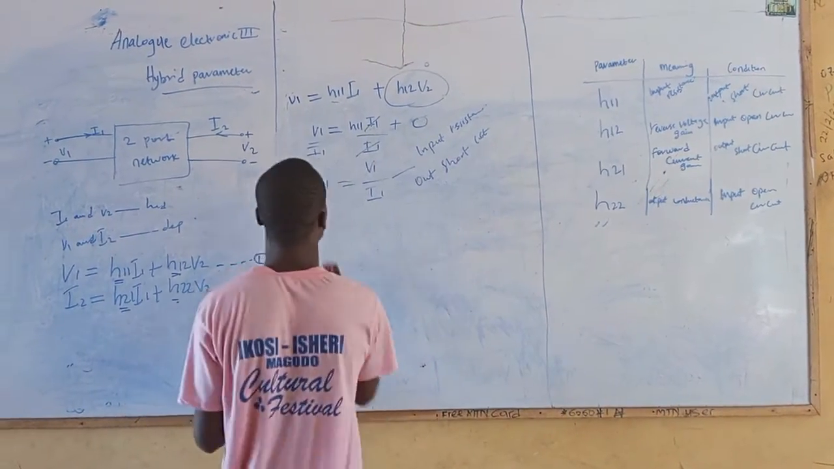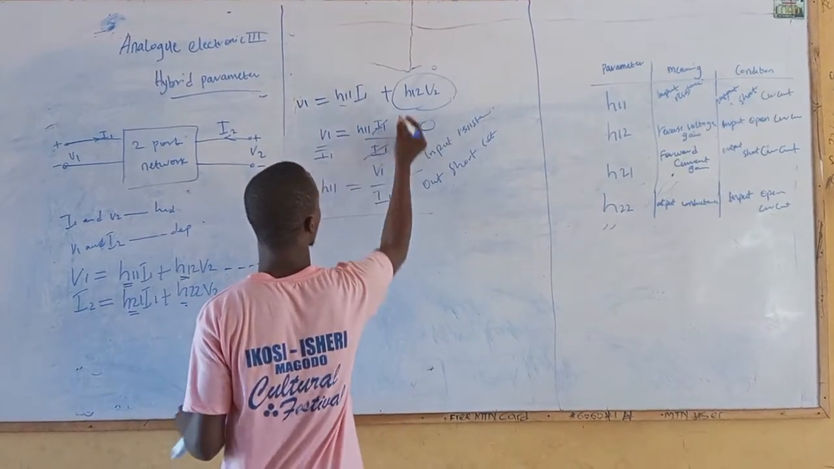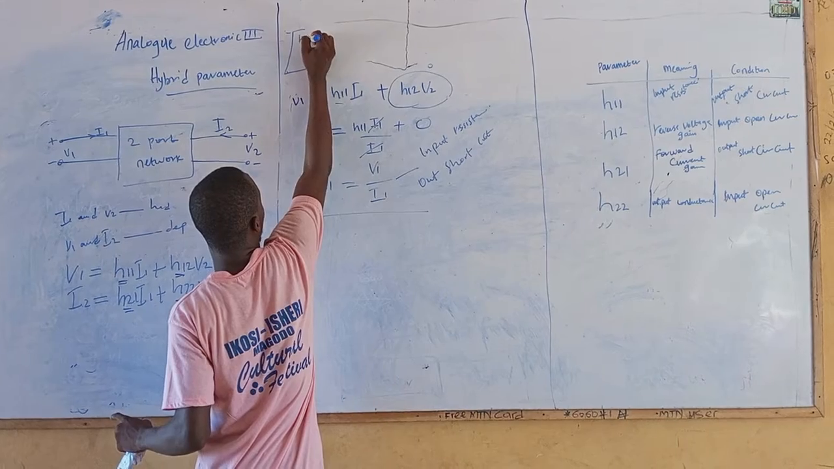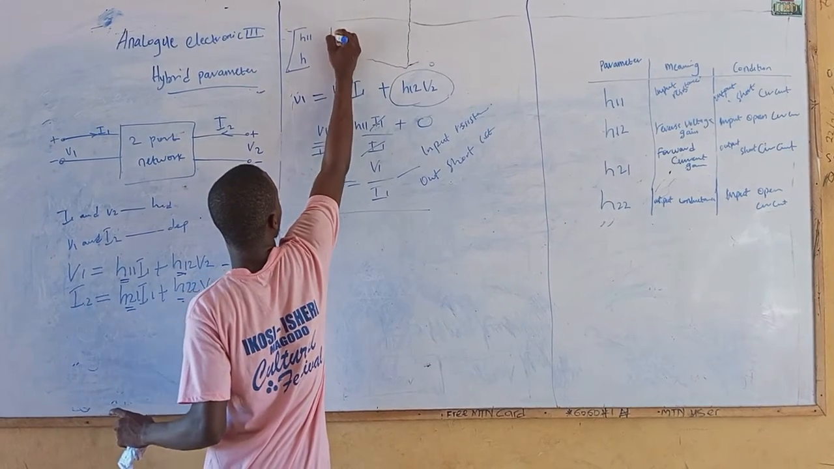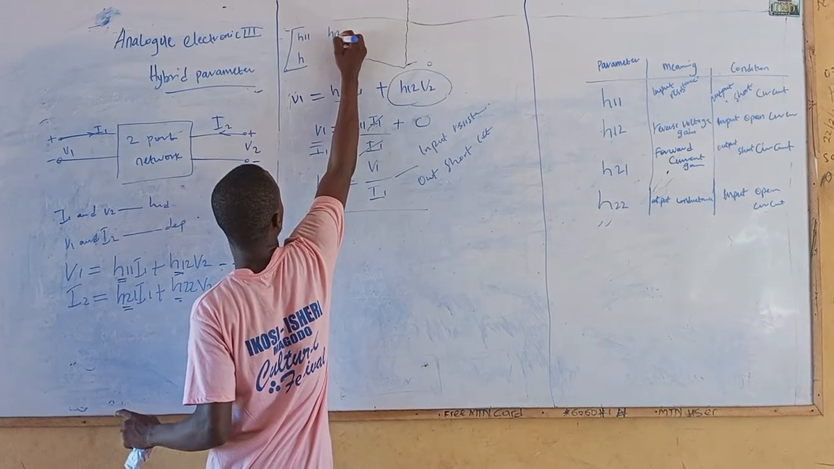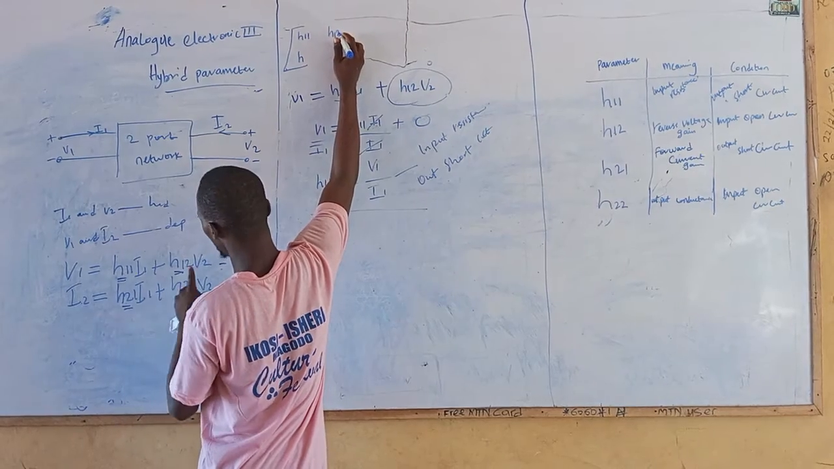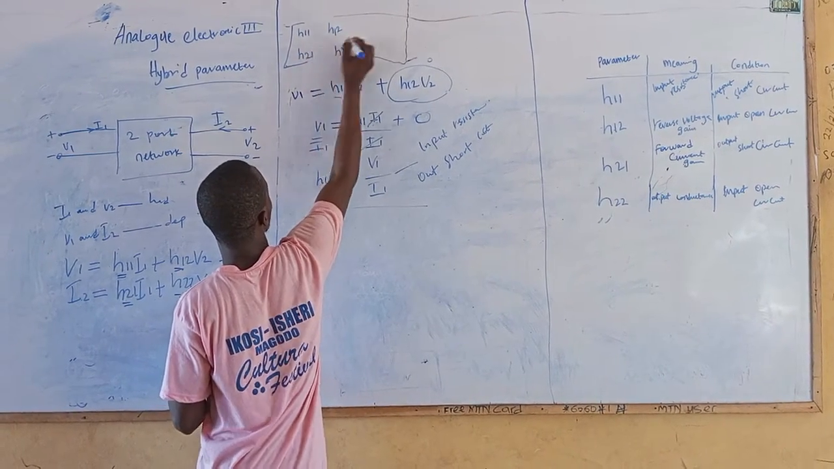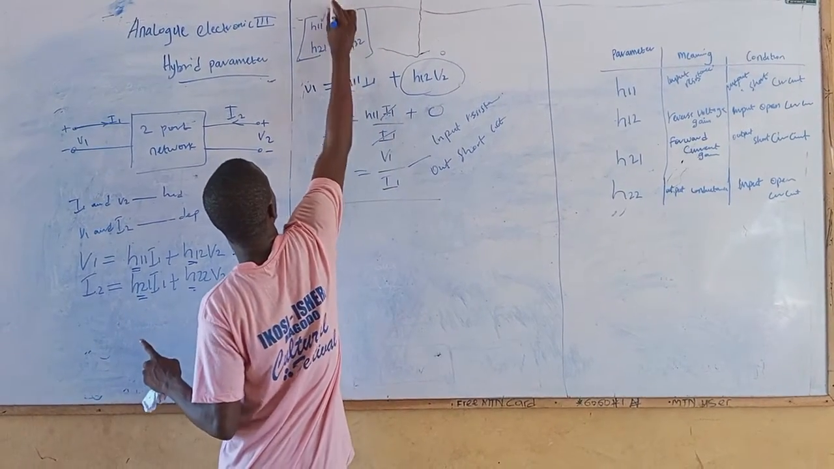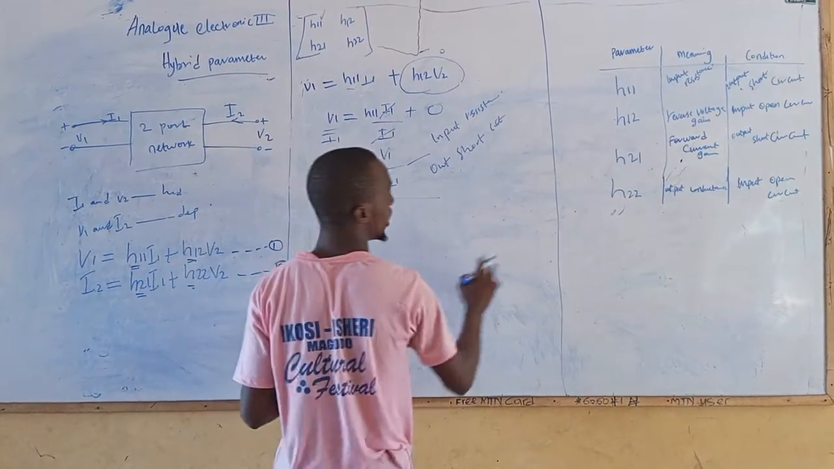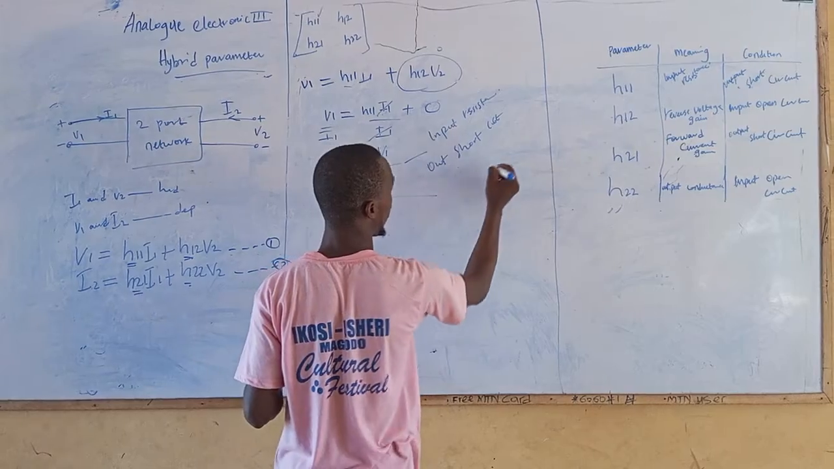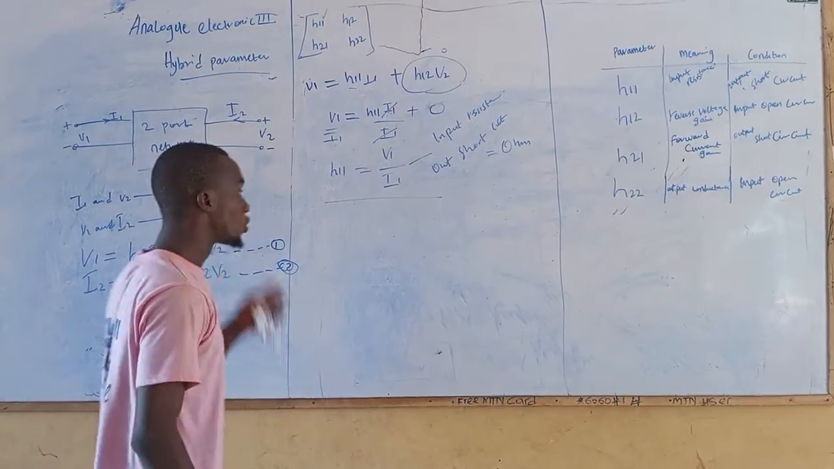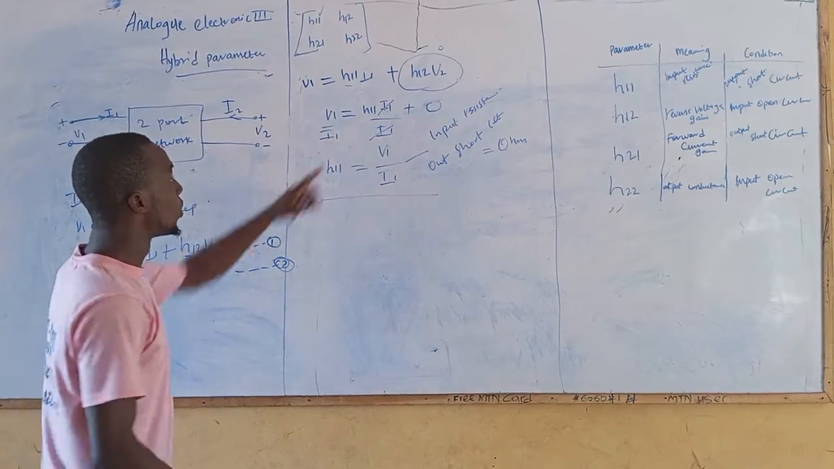So back to this stage. We are done with the first of these. H11, H12, H22, and H21. It has dimension, and when we talk about resistance, we have ohms. It's measured in ohms.